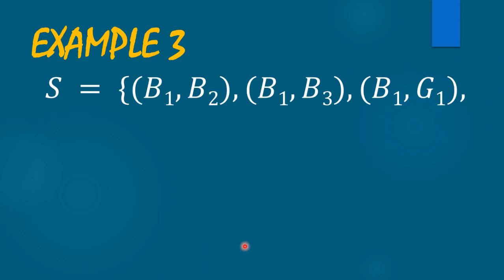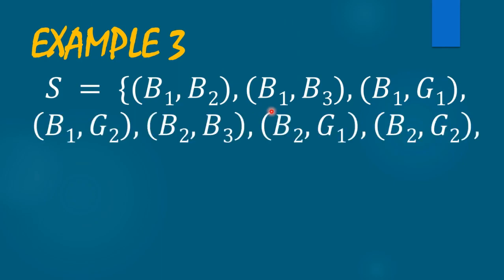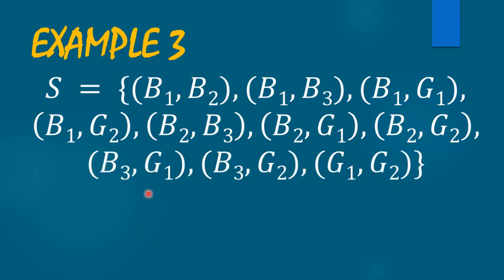So let us find first the sample space. So we have B sub 1, B sub 2; B sub 1, B sub 3; B sub 1, G sub 1; B sub 1, G sub 2; B sub 2, B sub 3; B sub 2, G sub 1; B sub 2, G sub 2; B sub 3, G sub 1; B sub 3, G sub 2; and G sub 1, G sub 2. So from here, the number of elements in the sample space will be 10.